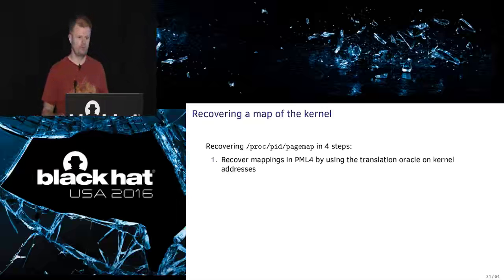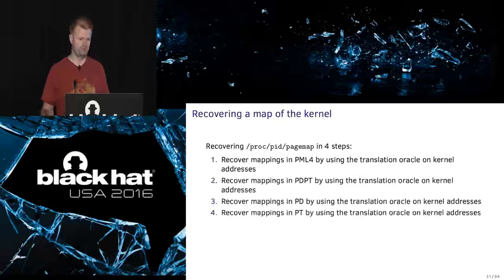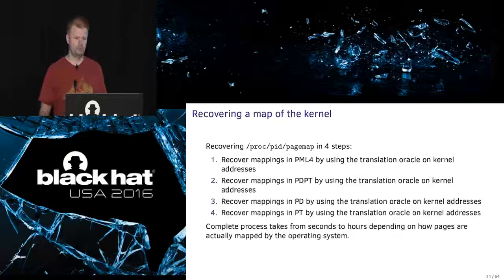So we start out with a breadth-first search. We search the memory for PML4 entries, and we do this by searching in half terabyte steps. Remember, this is a half terabyte cache. Whenever we find one, we know we can skip the next half terabyte. And we do this for each of the 4 translation levels, and we end up with a complete map of the kernel.